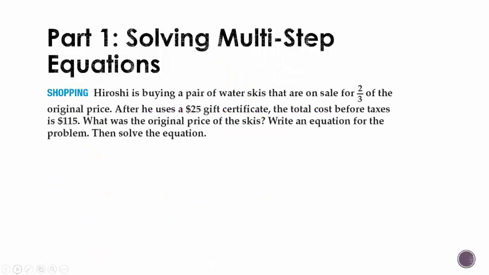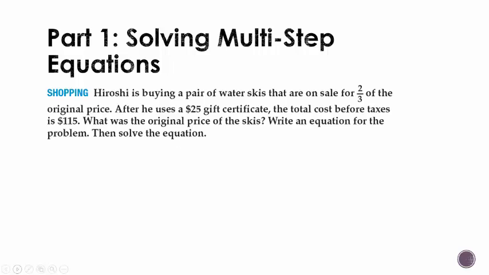So let's do a story. Hiroshi is buying a pair of water skis that are on sale for 2/3 of the original price. After he uses a $25 gift card, the total cost before taxes is $115. What was the original price of the skis? We need to write an equation and then solve it.